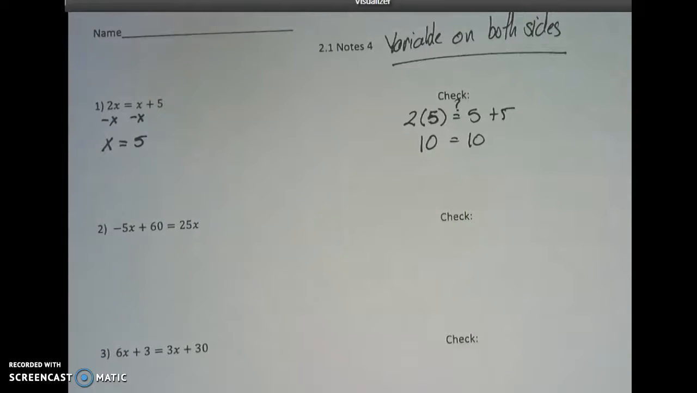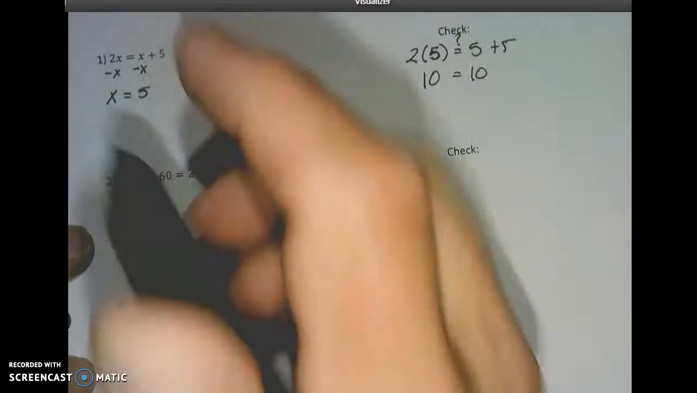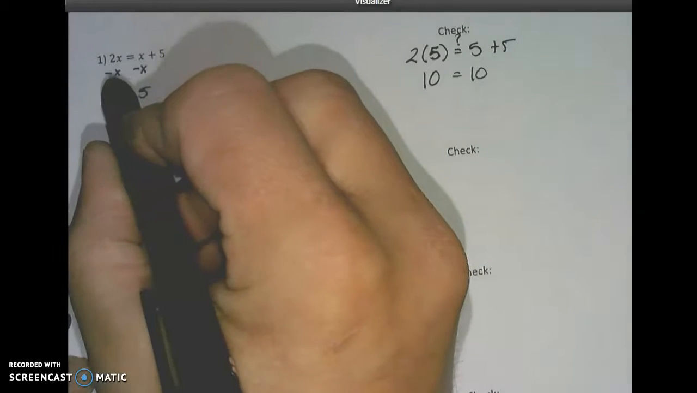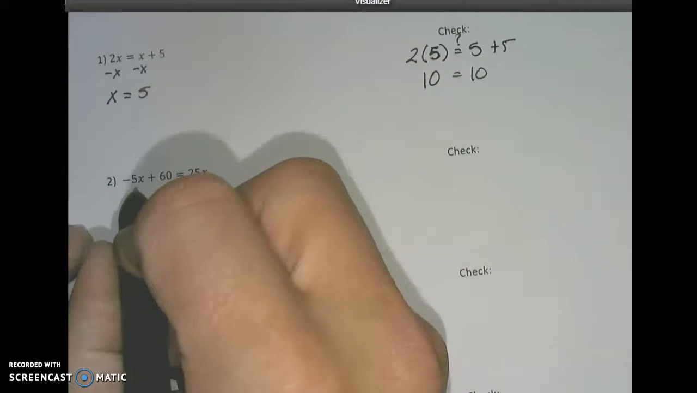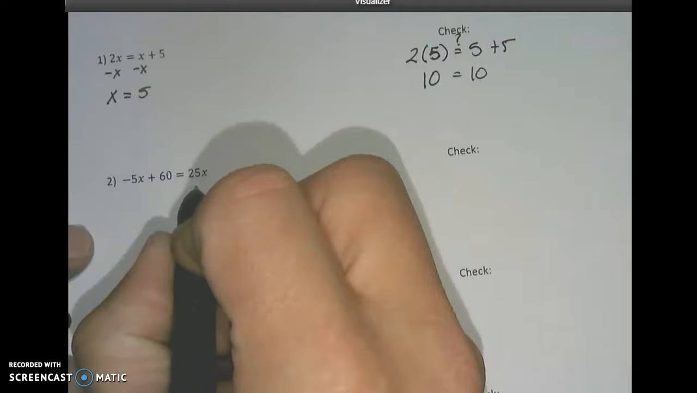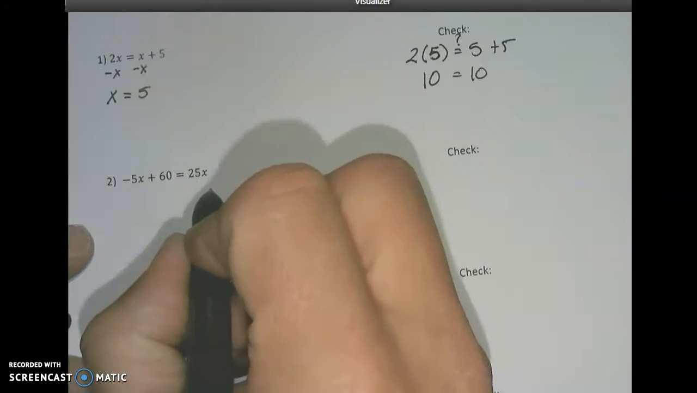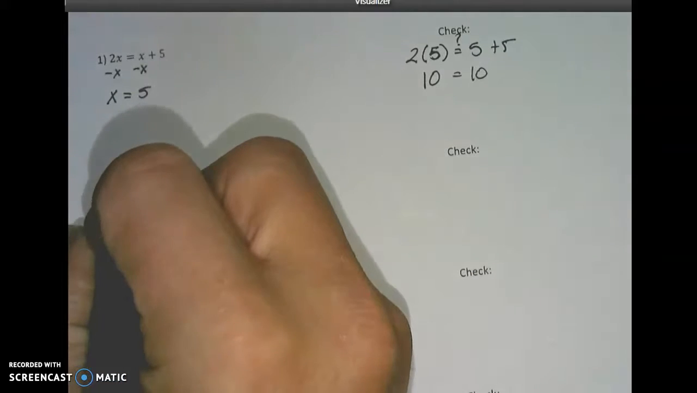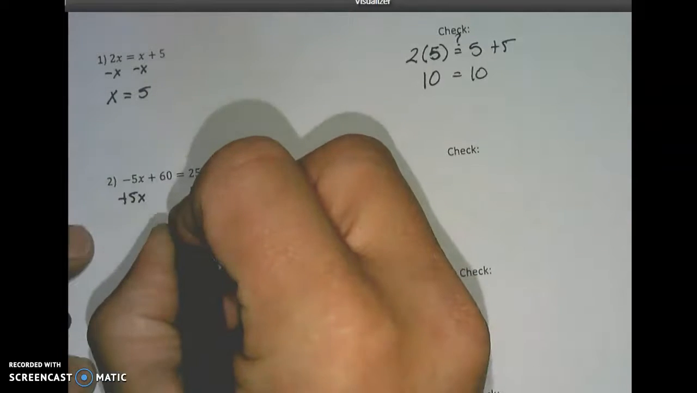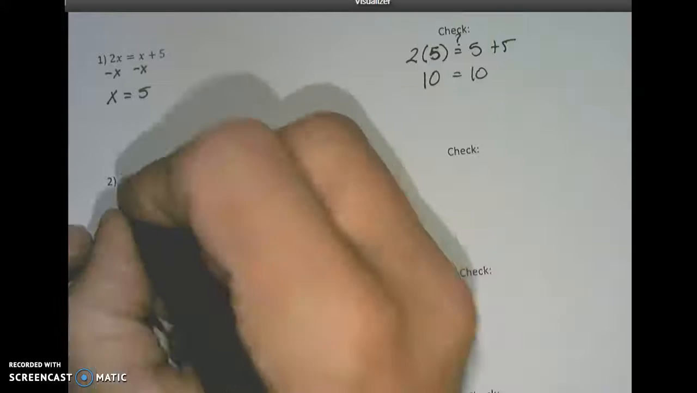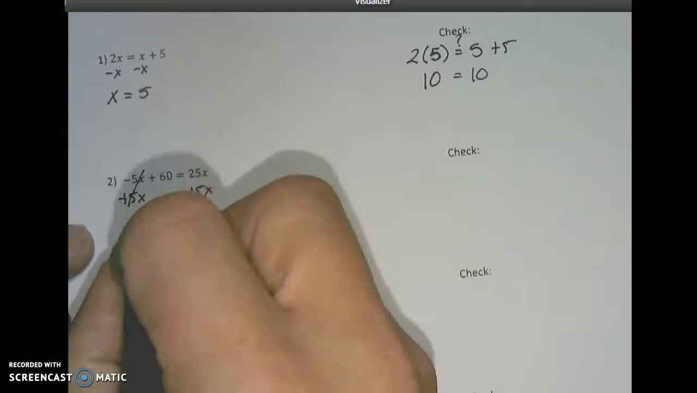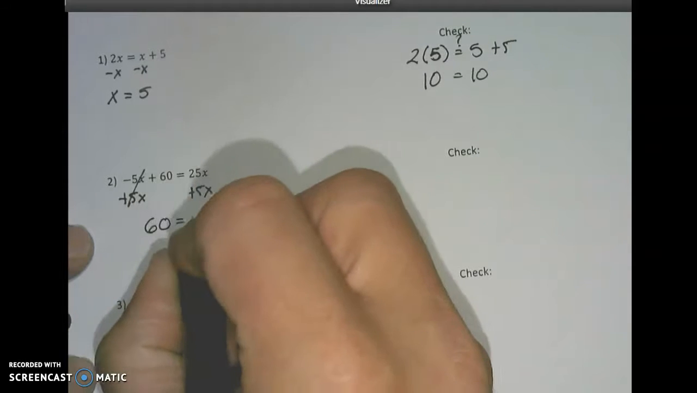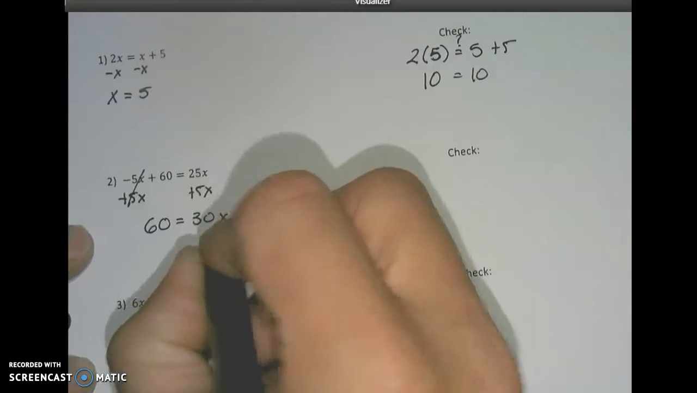On number 2, even though I like my x on the left side, it makes a little bit more sense for me to bring it to the right side because then I'm going to have all my x's without having to do it twice. So I'm going to add 5x to both sides. So this cancels out, and I'm left with 60 is equal to 30x.